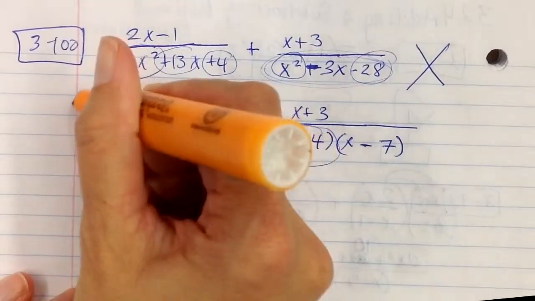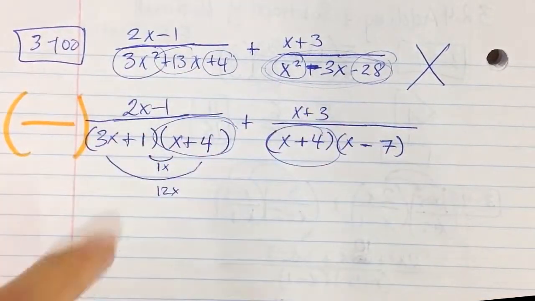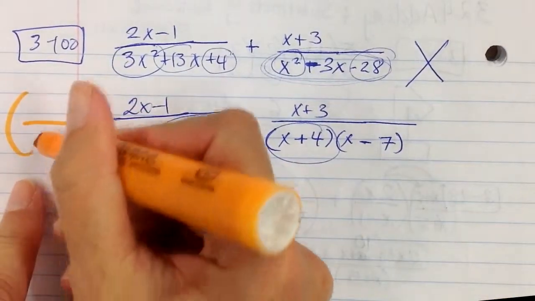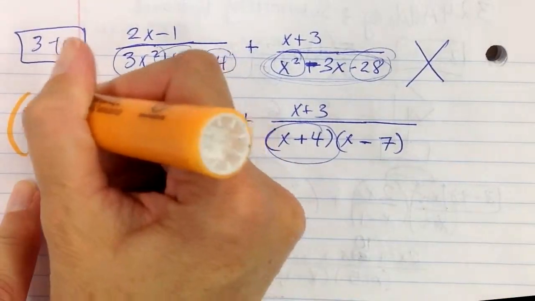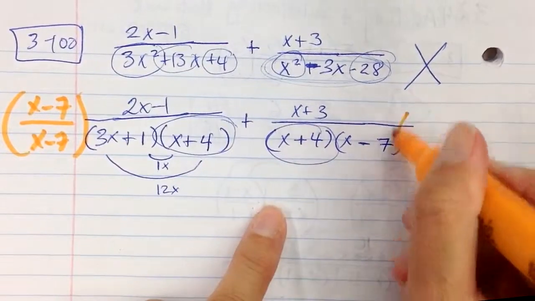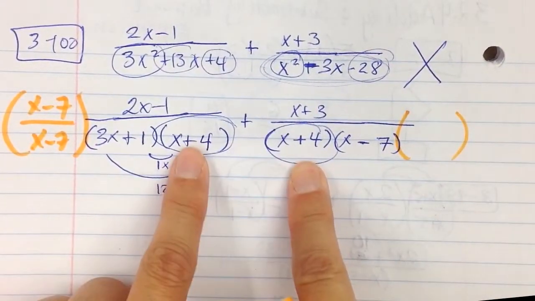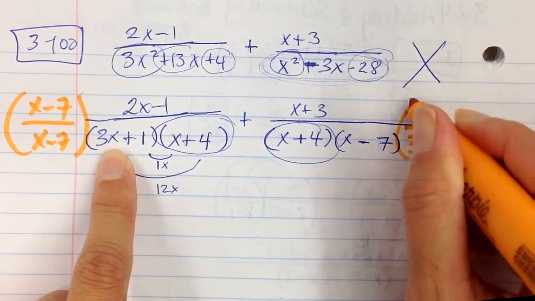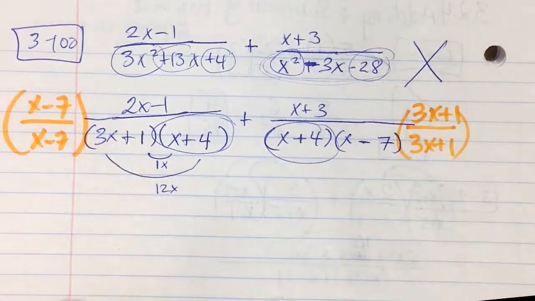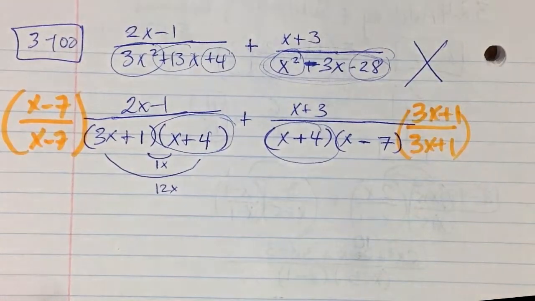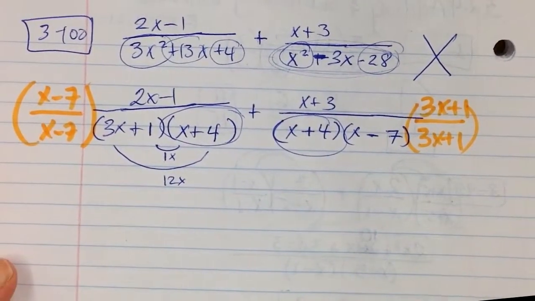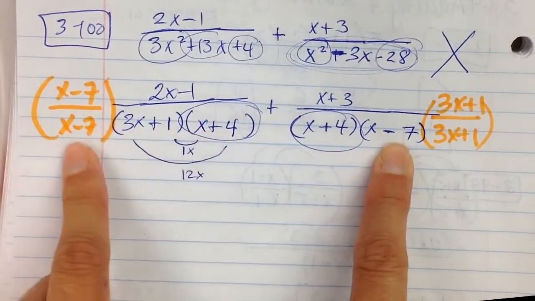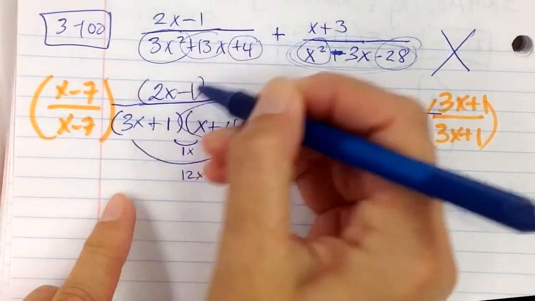Okay? So they both have this, but this one doesn't have an x minus 7. So x minus 7 over x minus 7, like that. And this one needs a 3x plus 1. So 3x plus 1 times 3x plus 1. Now they are the same. Okay, they all have a 3x plus 1, an x plus 4, and an x minus 7. So how do we multiply? Oh, we have to do like a lot of multiplication.